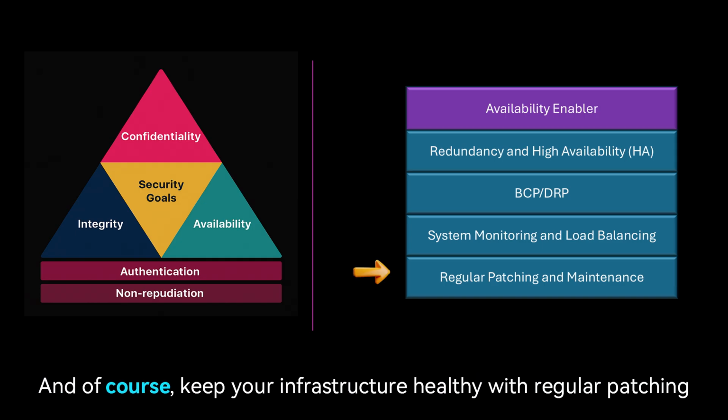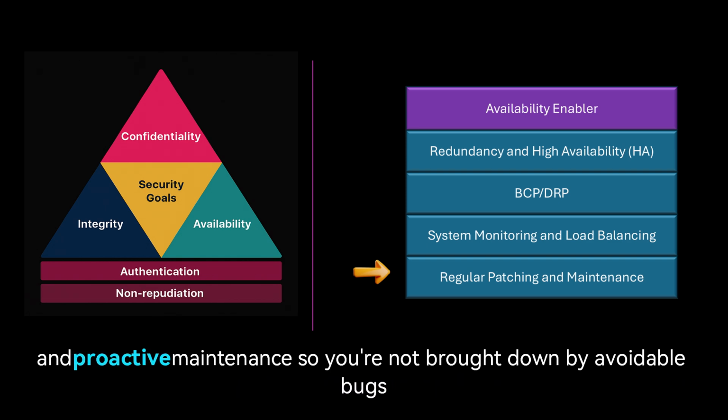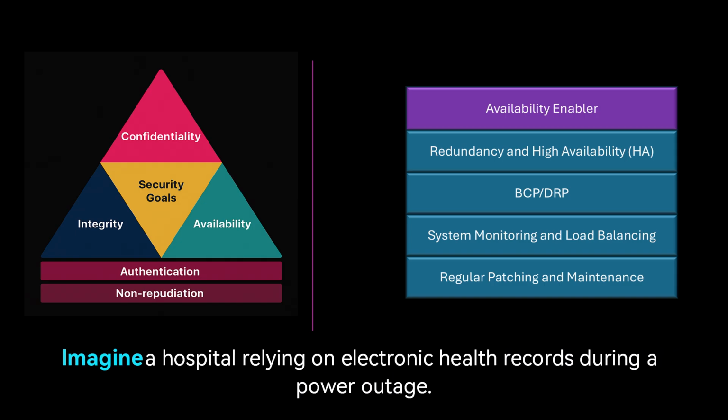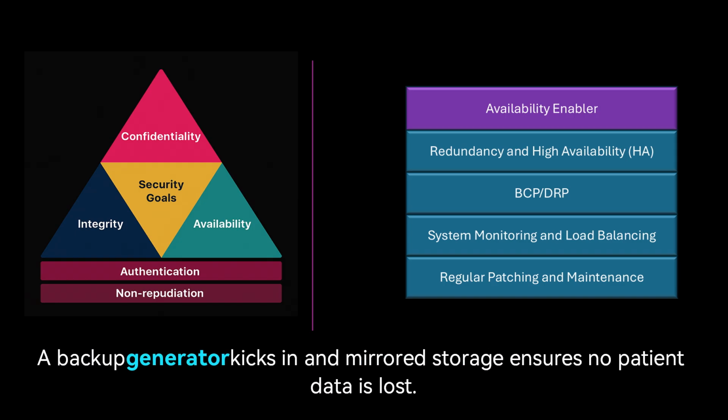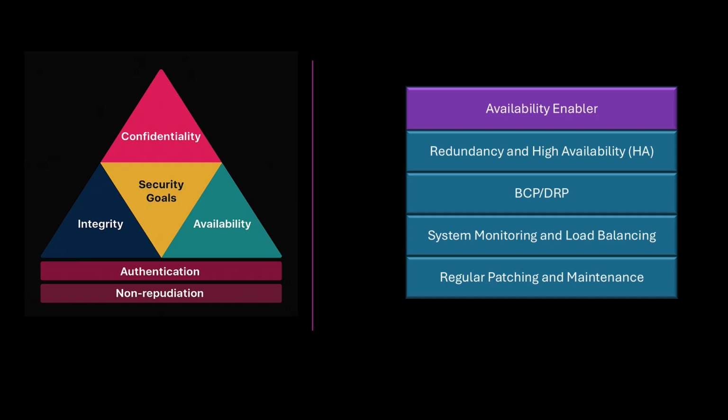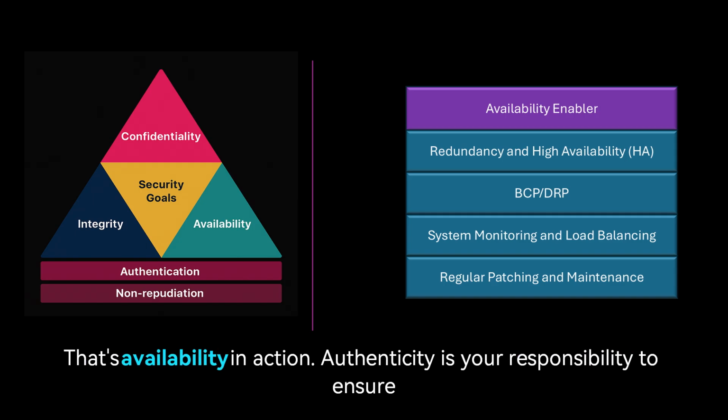And of course, keep your infrastructure healthy with regular patching and proactive maintenance, so you're not brought down by avoidable bugs or vulnerabilities. Imagine a hospital relying on electronic health records. During a power outage, a backup generator kicks in, and mirrored storage ensures no patient data is lost. Thanks to your planning, the system stays online, and lives stay protected. That's availability in action.